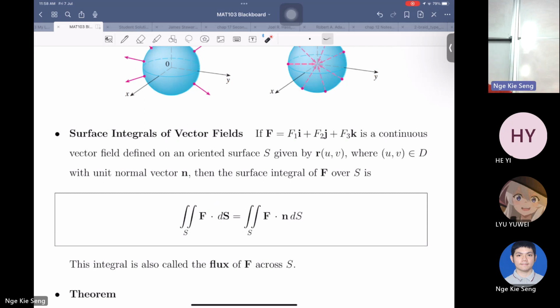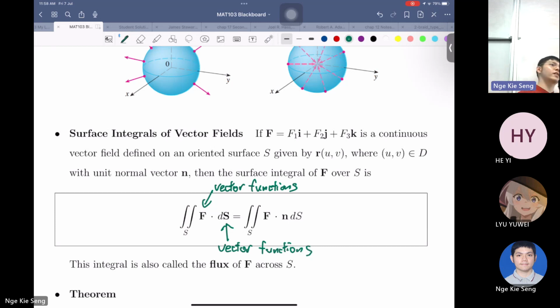If you want to integrate a vector field dot with a surface, both of these are vector functions. You have a vector function for your vector field, and you also have a vector function on your parametrized surface. So when you dot them together, you take integration.